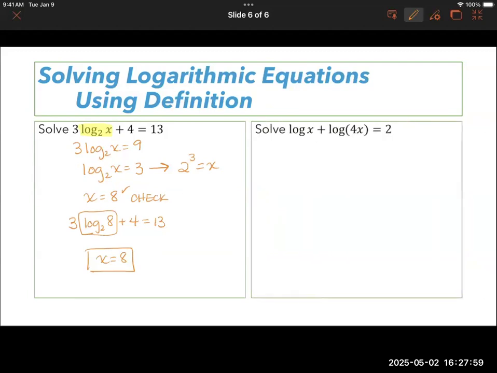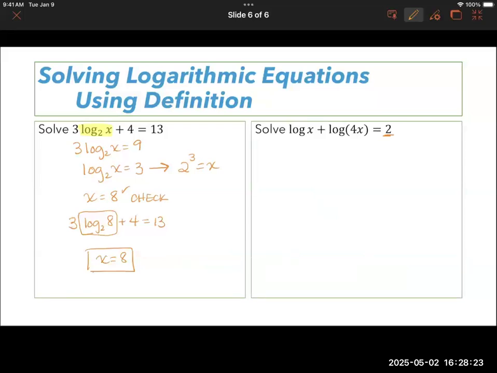Let's look at one more example. Here I have 2 logs, but they're both on the same side of the equation. Now, I could attempt to move one of them over to the other side, but that still would not fit the one-to-one property because of that 2 that's there. I would not end up with just a log equal to a log.